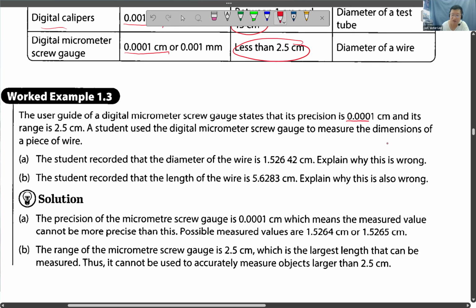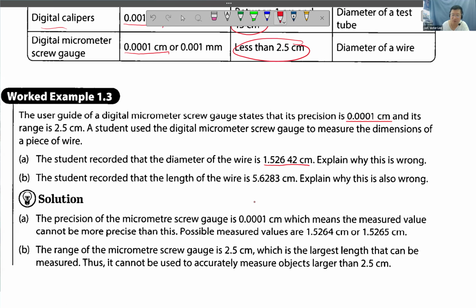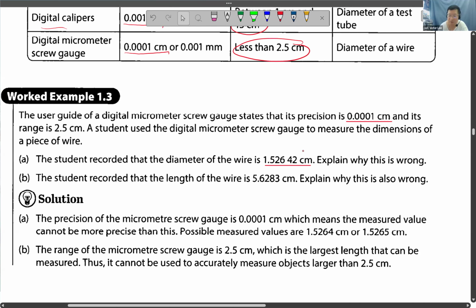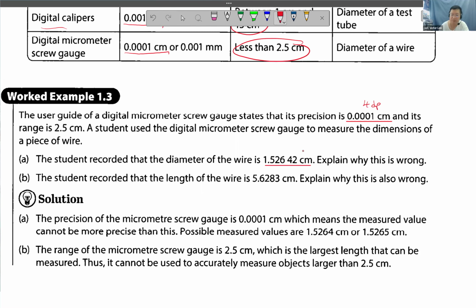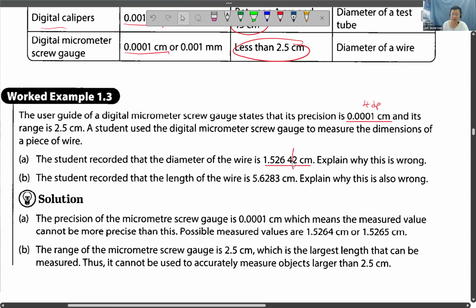Okay, the digital micrometer screw gauge is 4 decimal places of a cm. The range is 2.5. It measures the diameter of a wire, the wire is this value. Because you can measure up to how many? 4 dp, right? So you realize you can only measure up to here. See that? Up to here. So in other words, you can't measure the last digit here anymore, because my meter can only read 4 decimals, how can a person have the last decimal? It's not possible. Not possible.